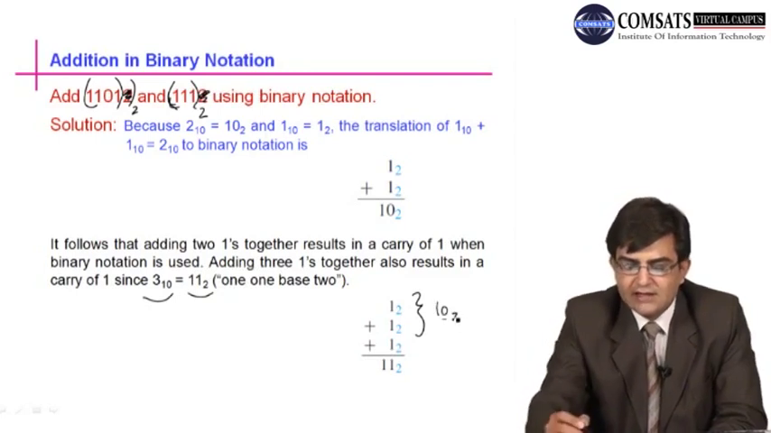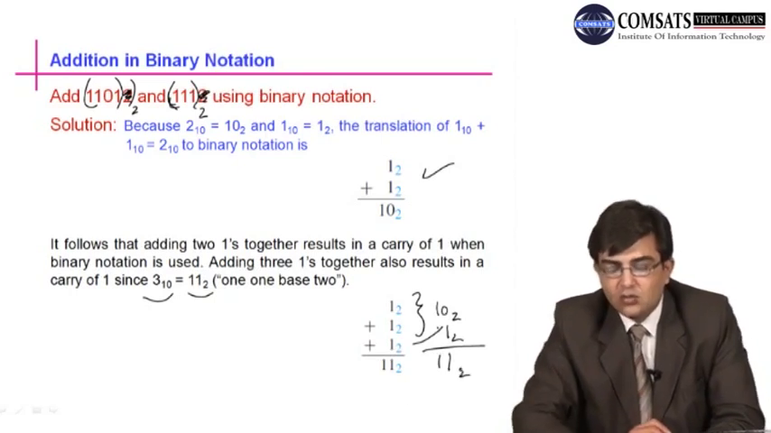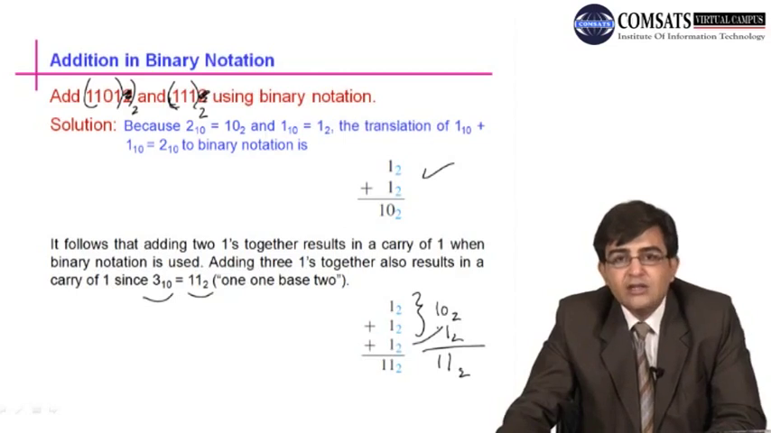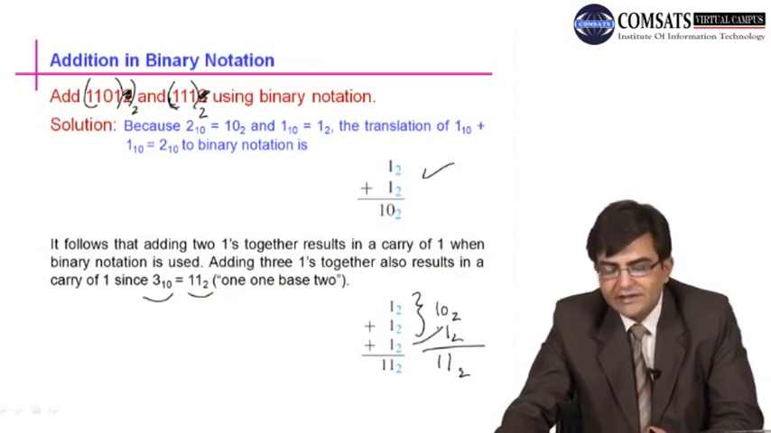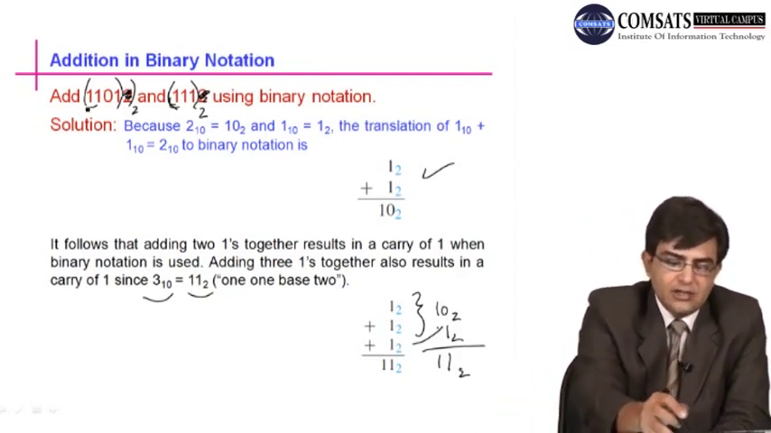Or you can add first these two numbers, 1 base 2 plus 1 base 2 is 10 base 2, and then you can add this number here, 1 base 2: 0 plus 1 is 1 and 1 remains 1. This is 11 base 2. So this is how we can add only two digits or three digits in binary notation. Now let's add these two numbers.